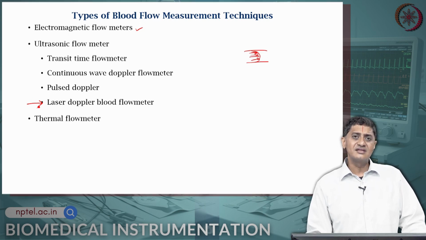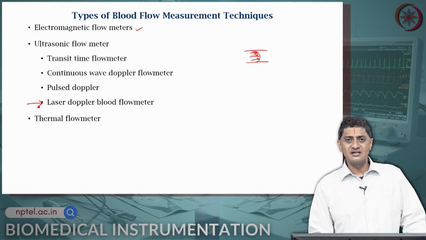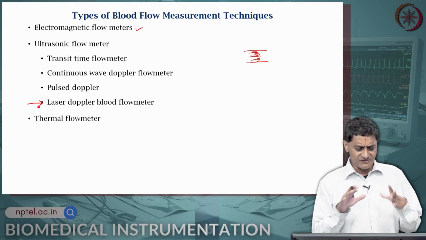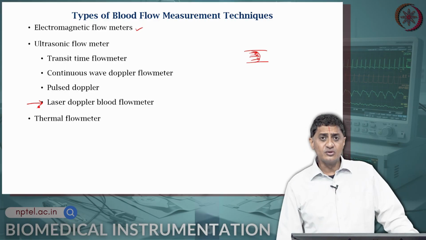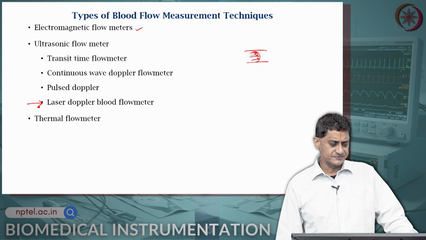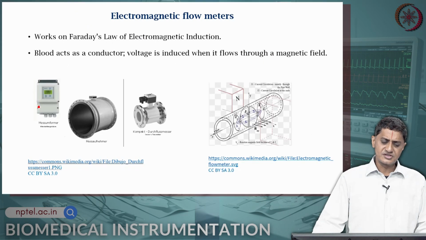Then thermal flow meter, there is a heater that is placed, and depending on the mass transfer that happens, the amount of heat that will be carried will also vary. How much blood flows, that much heat will be carried by the blood, or that much heat will be lost by the heating element, for example. That is the principle. So, these are the various types of blood flow meters that we will look in the forthcoming videos. In this video, we will continue our discussion on electromagnetic flow meters.